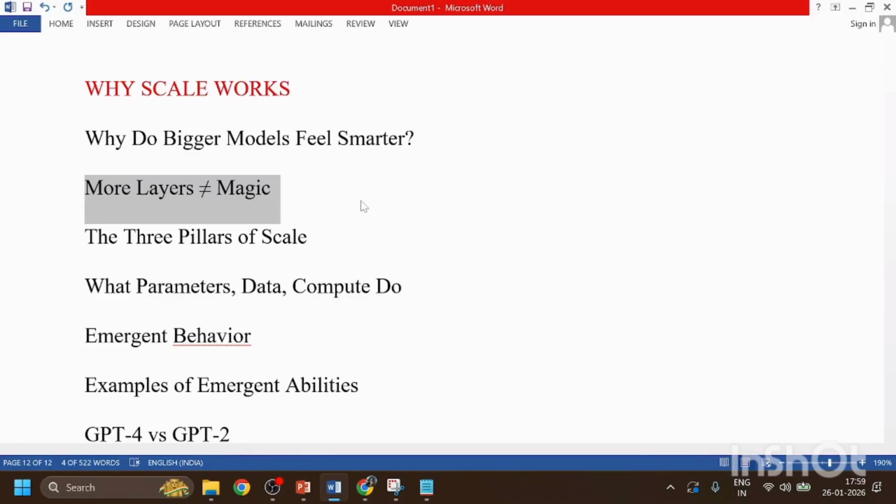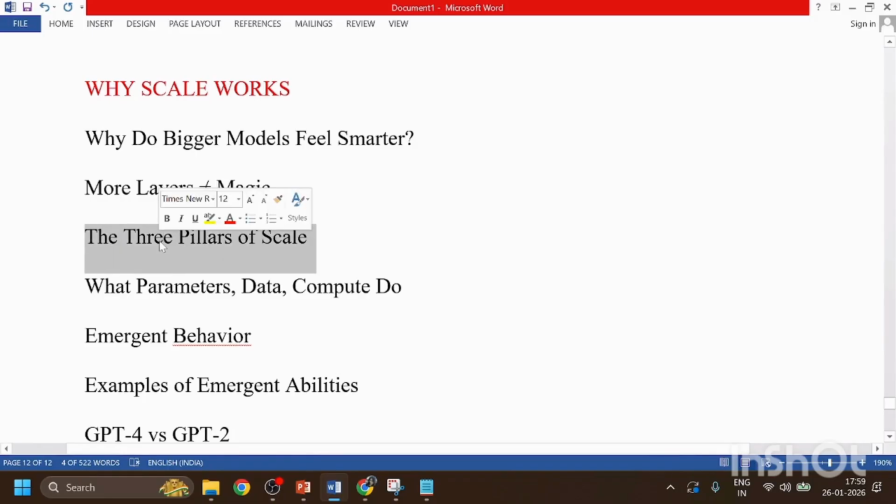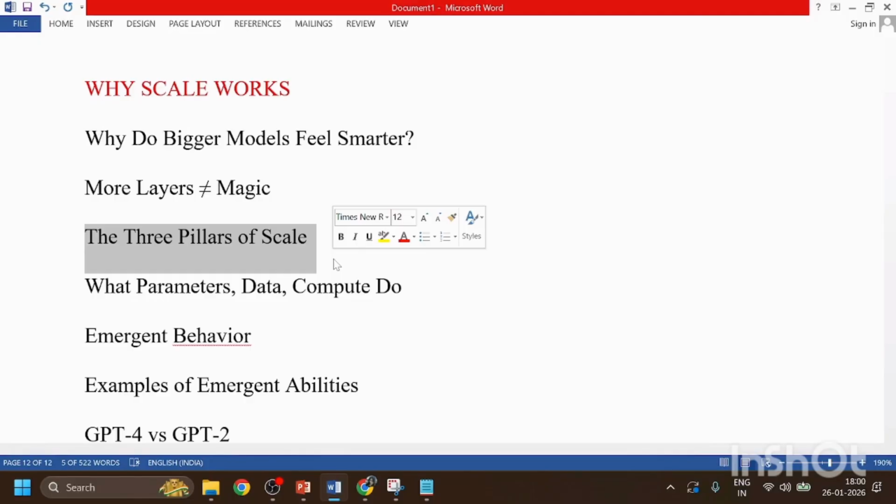And here are the three pillars of scale. Modern LLMs improve because of three things: more parameters, more data, and more compute. All three must scale together.